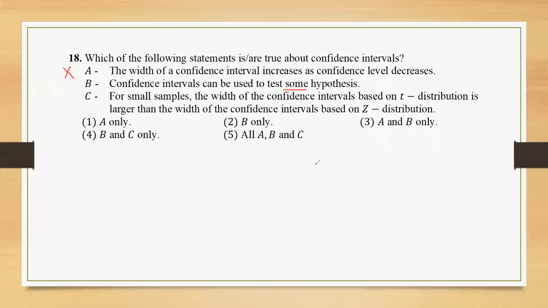The other two can be used in every situation. The test statistic or the p value can be used to test any hypothesis. But confidence intervals can be used to test some hypothesis. So therefore, statement B is an accurate statement. So B is correct.